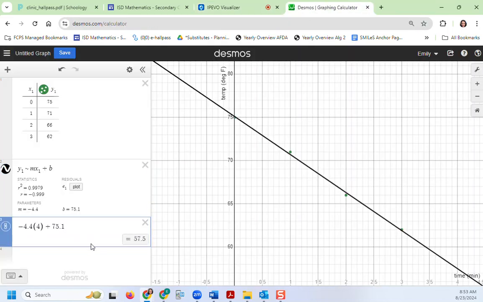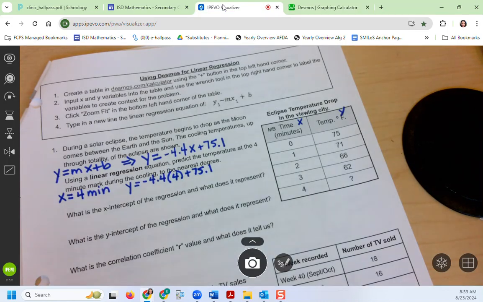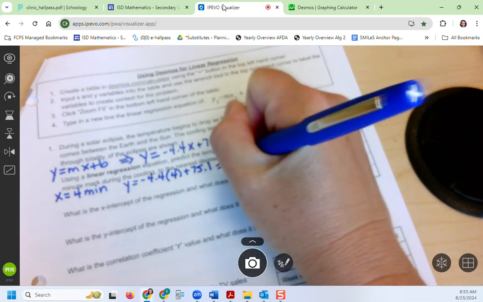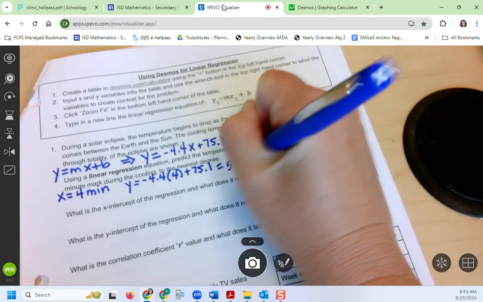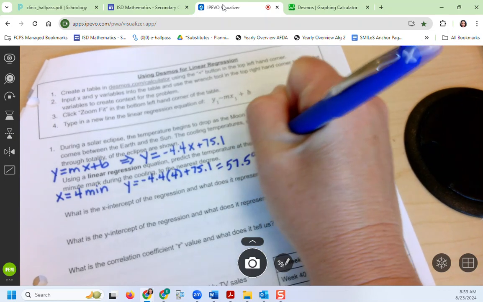Okay, so I'm getting 57.5. Can anybody confirm 57.5 degrees? Excellent, okay. So at 4 minutes, it is 57.5 degrees Fahrenheit.